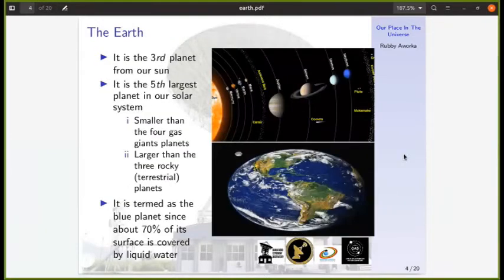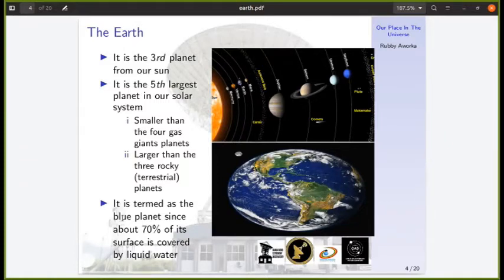The Earth is the third planet from the sun, and it is the fifth largest planet in our solar system, such that it is smaller than the four gas giant planets, and they are Jupiter, Saturn, Uranus, and Neptune. And it is also larger than the three rocky planets, and they are Mercury, Venus, and Mars. About 70% of its surface is covered by liquid water, hence it is also known as the blue planet.